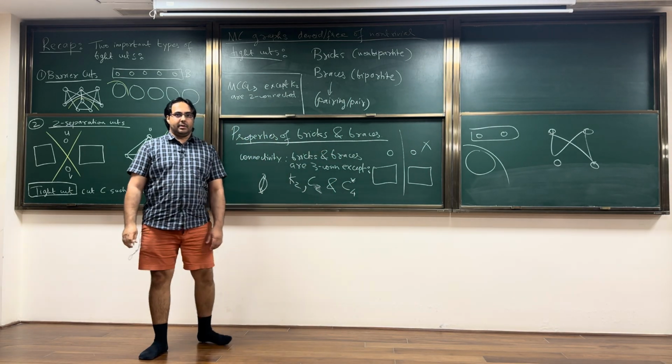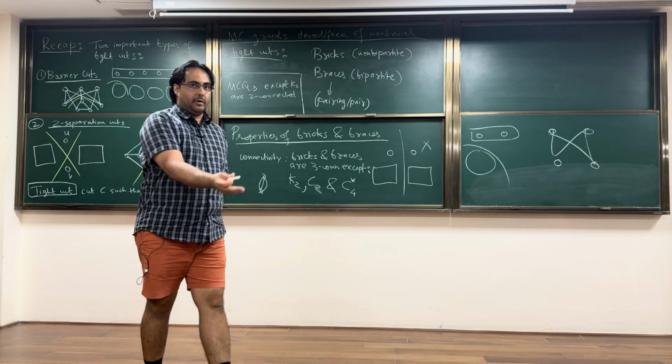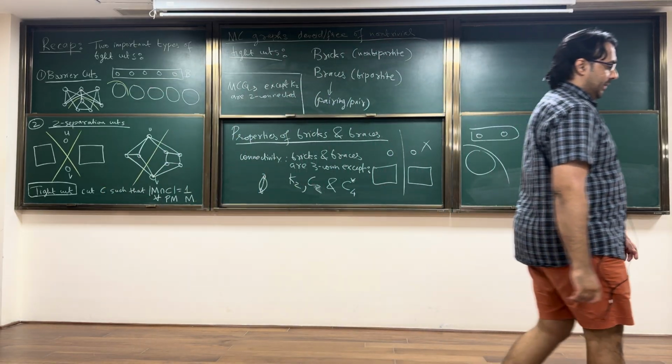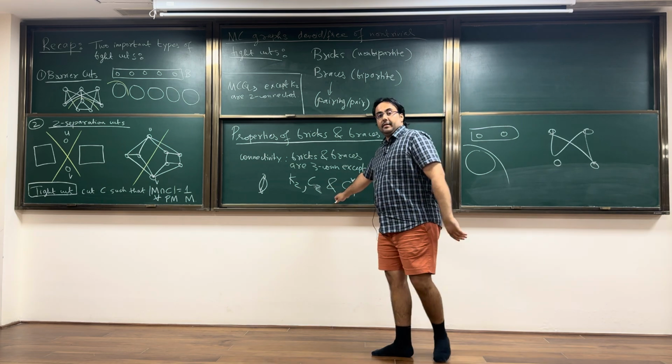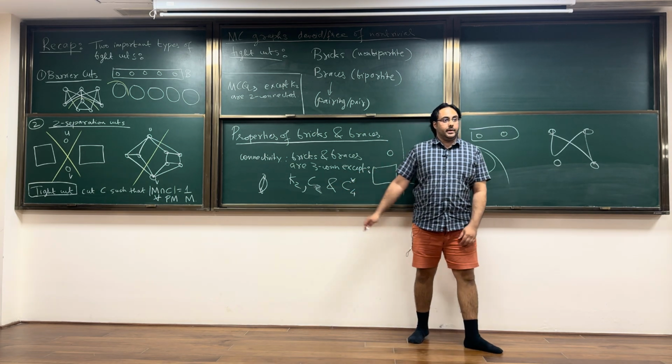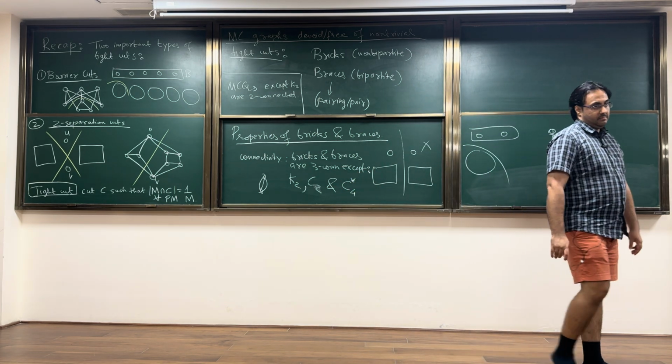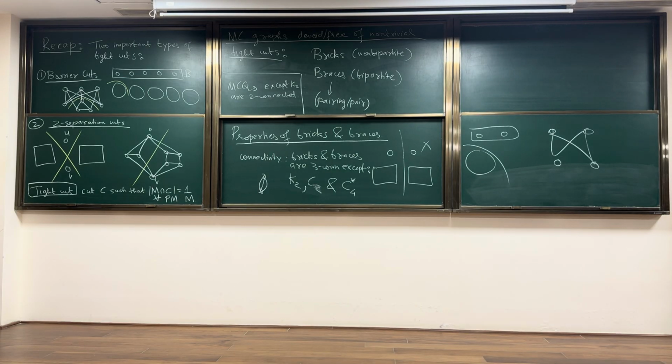No matter how many multiple edges you add in C4, it will not be 3 connected. It will always have a 2 vertex cut. So you use the pessimistic viewpoint of connectivity, right? So those are the only exceptions in life. Every other brick and brace is 3 connected. Yeah? Okay?